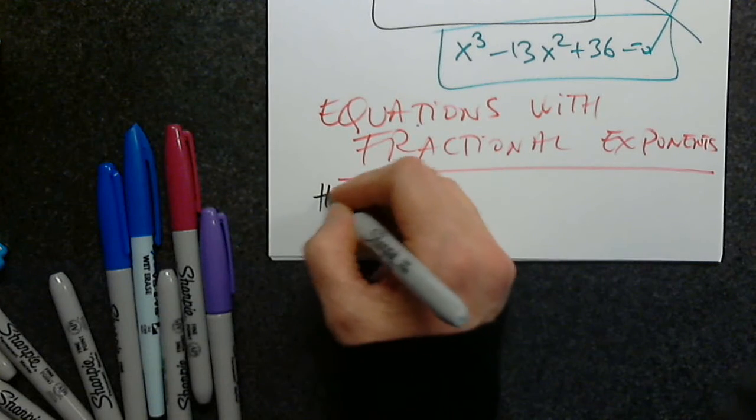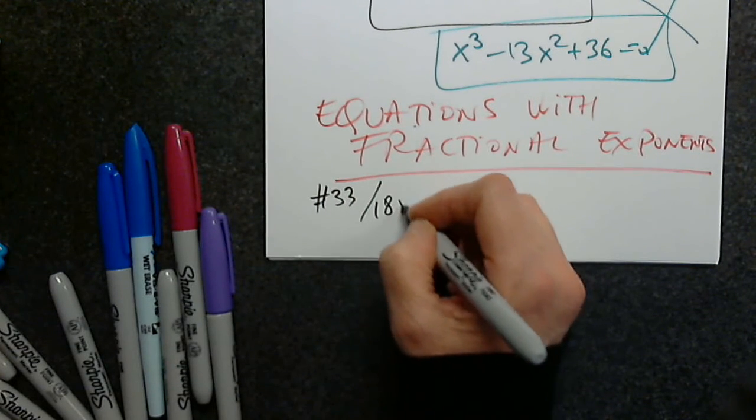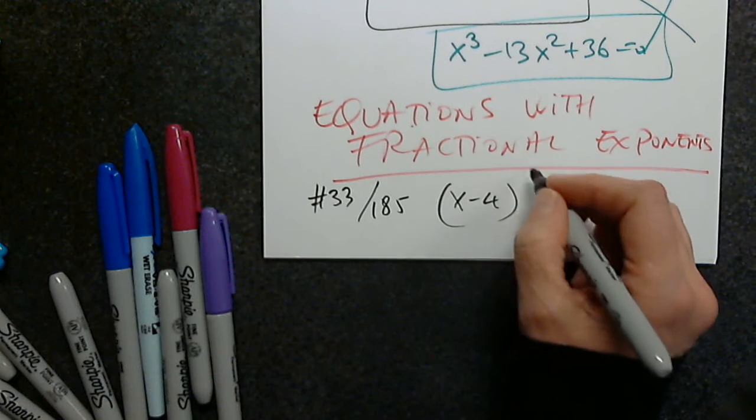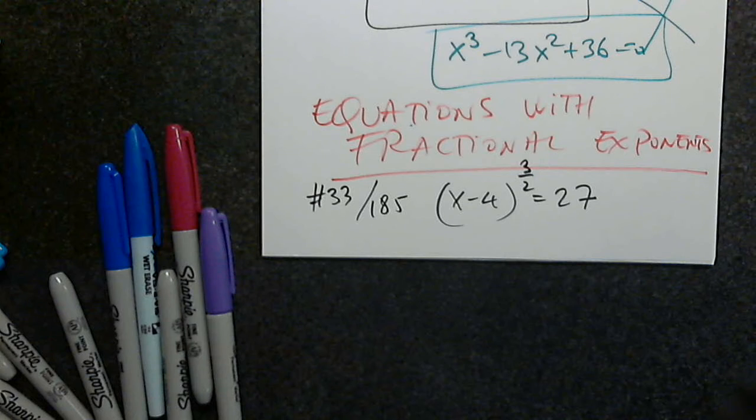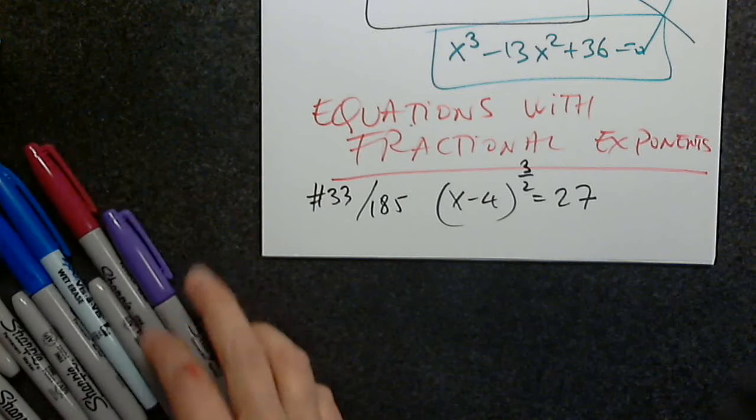Let's start with 33. Same page, 185. (x minus 4) to the 3/2 equals 27. Again, there is some overlap, right? I showed you two polynomial equations 5 minutes ago, but they were actually quadratic in form. But they were still polynomial equations. Same thing here. This is an overlap with radical equations. Any exponent that is a fraction is a radical, right? We don't have to think in those terms, however.